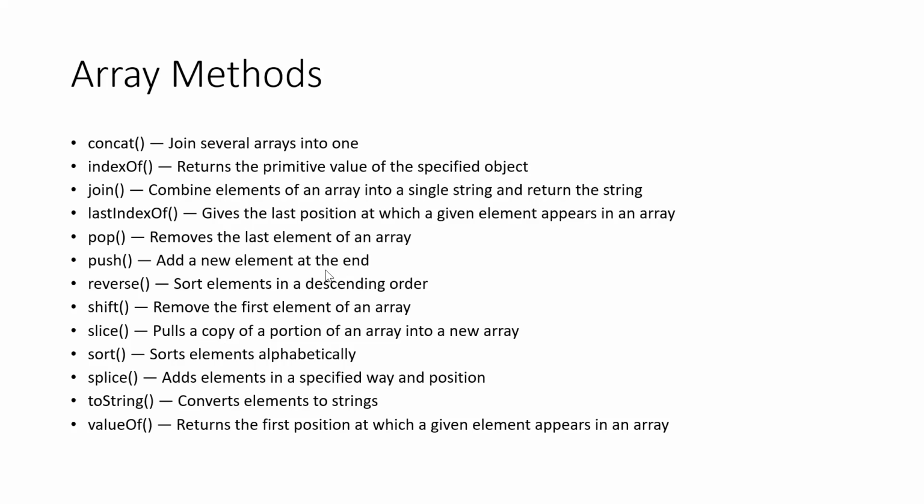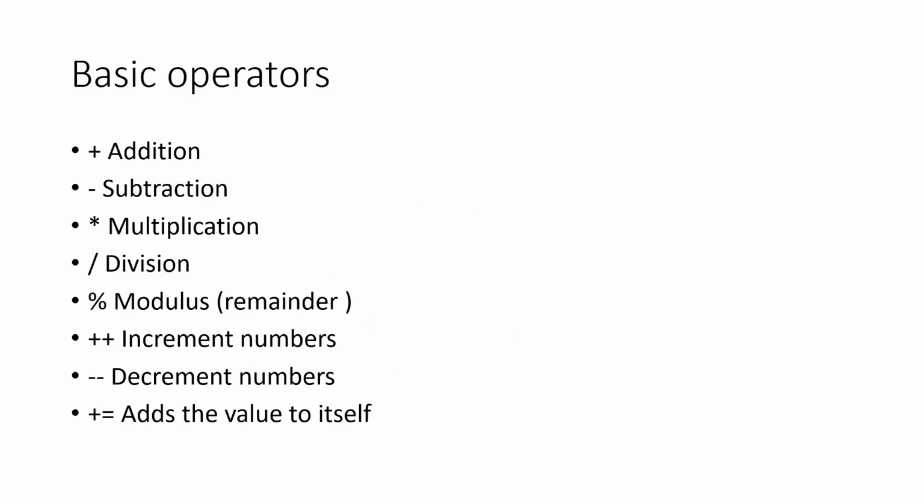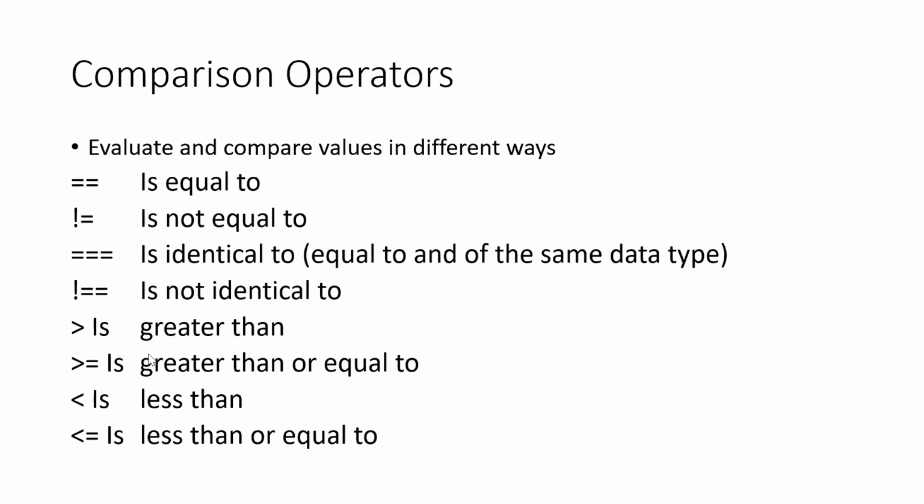Slice to a string, you can convert the element to a string and the value of. Right. Now, let's look at some basic operations as well. So when it comes to basic operations, you can perform addition like in other programming languages, subtraction, multiplication, division, the modular division, increment and decrement, and also the add-and-assign operator, plus and equal. You know that when you say i plus equal 1 means i equals i plus 1. So those are the basic operations.